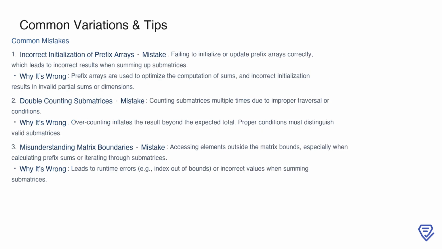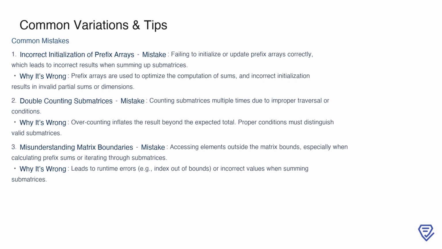When working with this problem, there are a few common mistakes that can trip you up. First, failing to correctly initialize or update prefix arrays is a frequent error. Since prefix arrays are crucial for optimizing submatrix computations, any mistake here can lead to invalid partial sums or dimensions, which ultimately produce incorrect results.